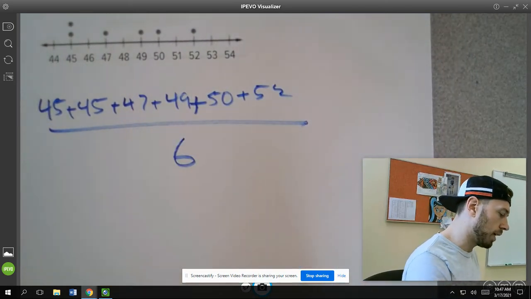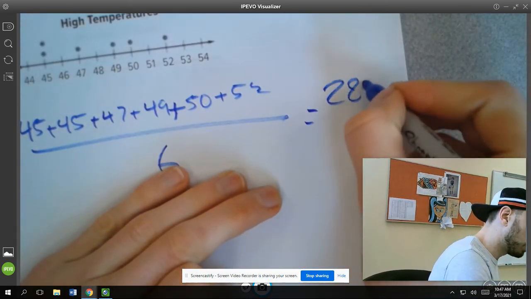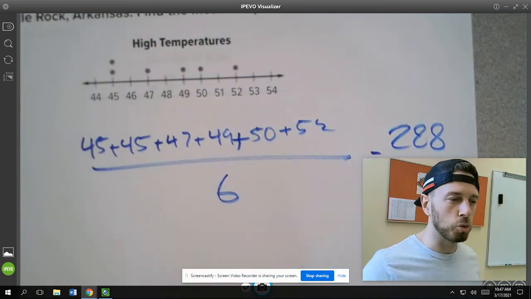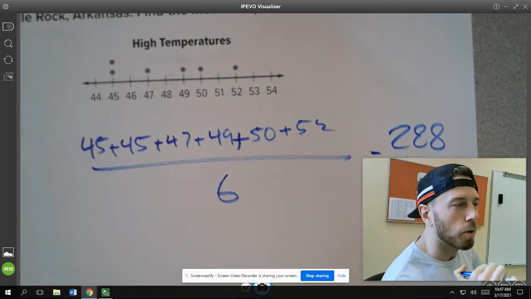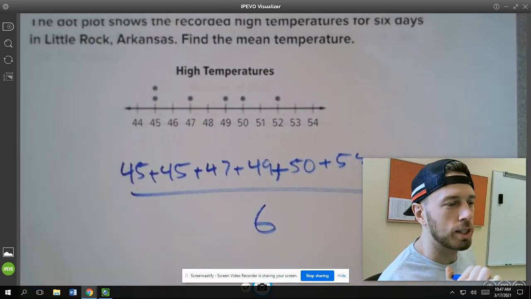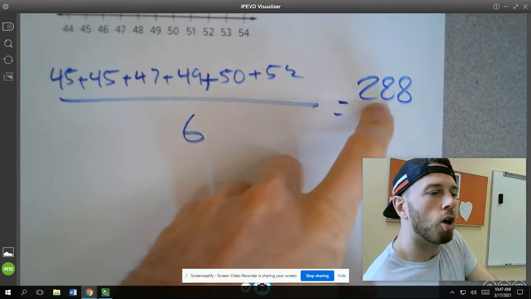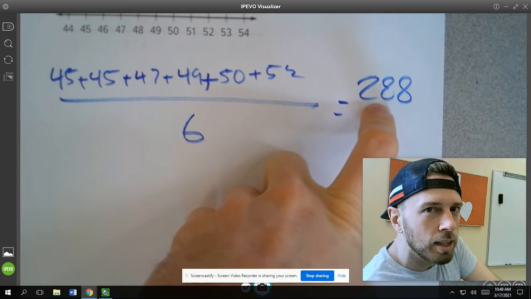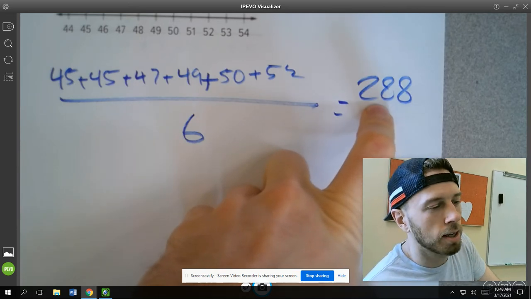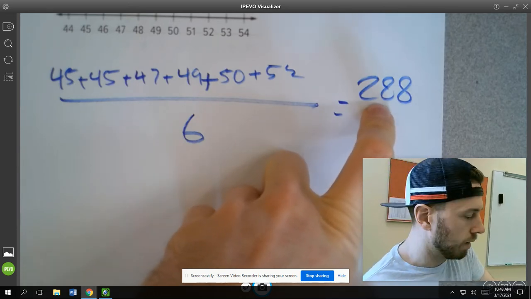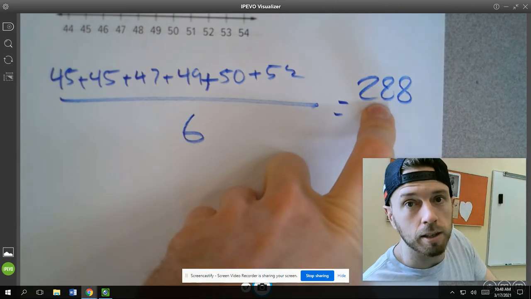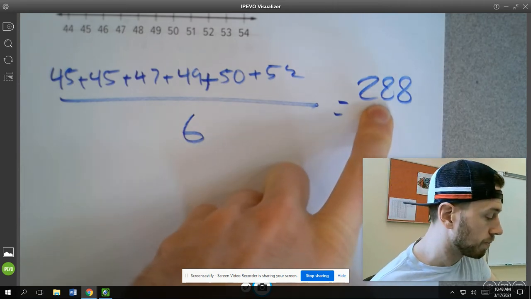I'll have a lot of students do this. A lot of students will say, oh, the answer is 288. The average is 288. So again, we're finding the average temperature in Arkansas. So the average temperature in Arkansas over those 6 days was 288 degrees. Yeah, every person in Arkansas will be boiled to death. It'd be disgusting. Just melted human bodies everywhere.